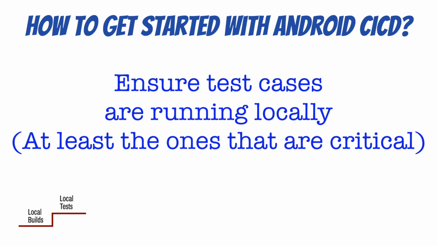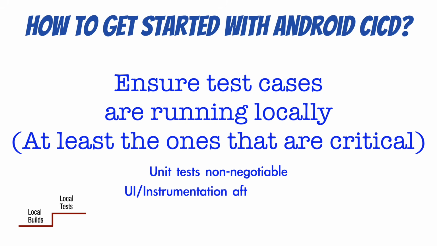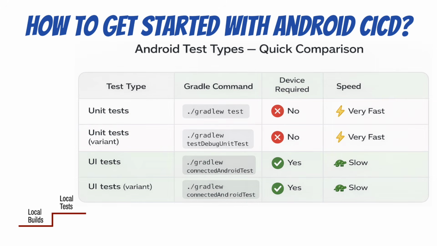Next one is making sure that local tests are working fine. If you don't run tests locally, CI becomes the place where we discover the problems, and that's very late. At minimum, unit tests. UI instrumentation tests are optional, but only if you can keep them stable. Please ensure that at least unit tests are running properly locally. Android already has Gradle test commands. Use them to check whether your unit tests are working perfectly fine. Use testDebugUnitTest, connectedDebugAndroidTest.